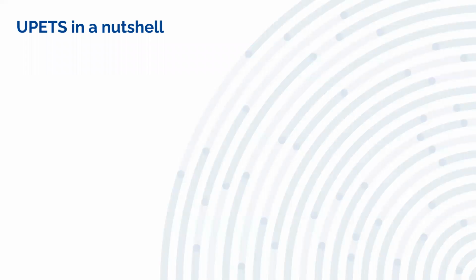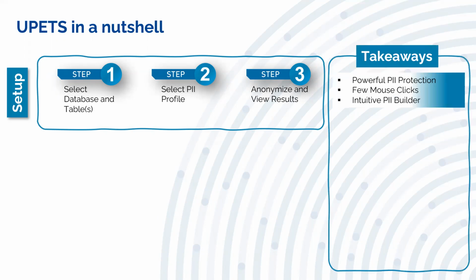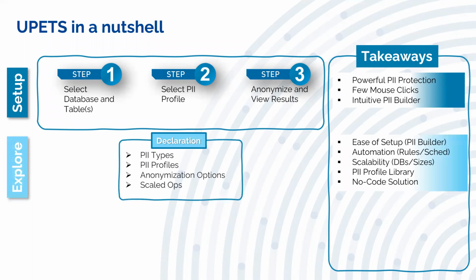So let's look at some of the functions that we are addressing here. We already discussed these 3 basic functions where you connect a database, view the PII profile, or in fact, just send that data and create your anonymized and safe database output. So this is a very powerful PII protection mechanism. Really, with a few mouse clicks, you already get extensive protection for your data sets. But UPETS offers a lot more functions beyond that, and it really delivers an enterprise-wide PII protection hub.